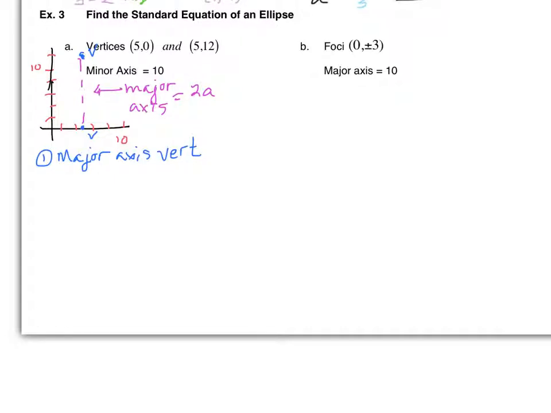So that tells me what equation I'm going to use. I'm going to use the equation where the a squared is below the y squared binomial. So that's number one. But number two, can't I just take half the distance between those two vertices? So what's the distance from here to here? What's that distance? 12. So I'm going to take 12, and that distance is equal to 2a. So doesn't a equal 6? Isn't that one of the things I need to find?